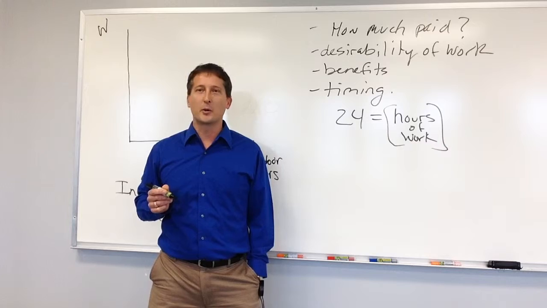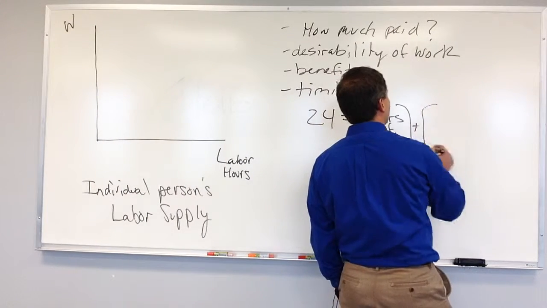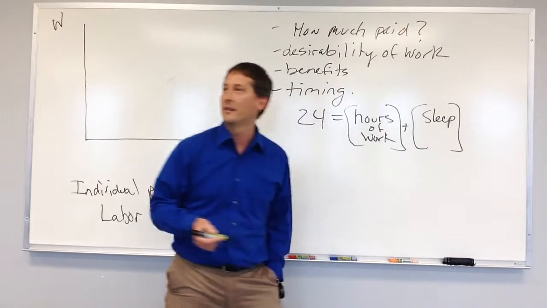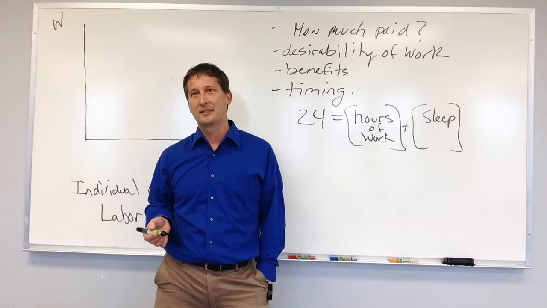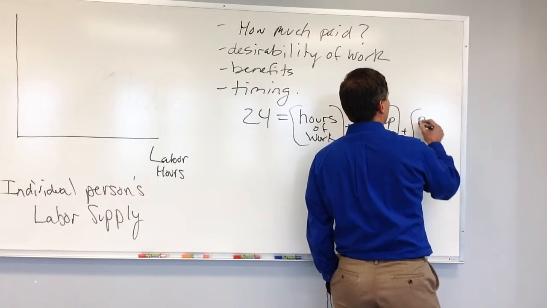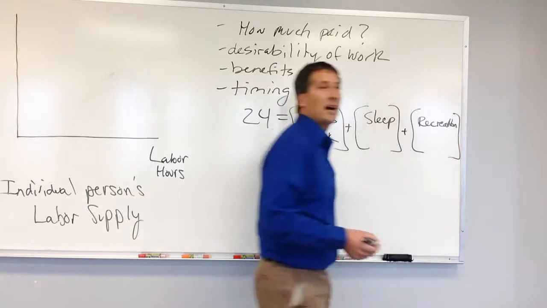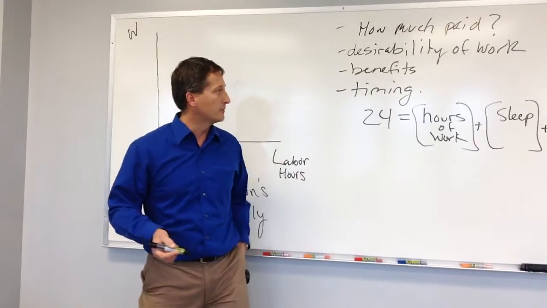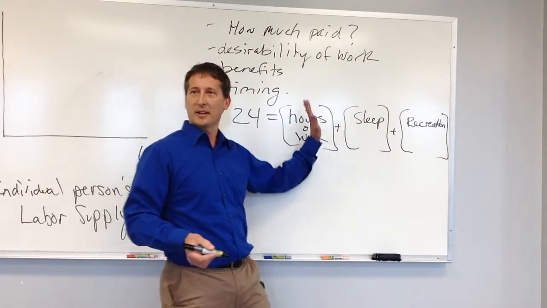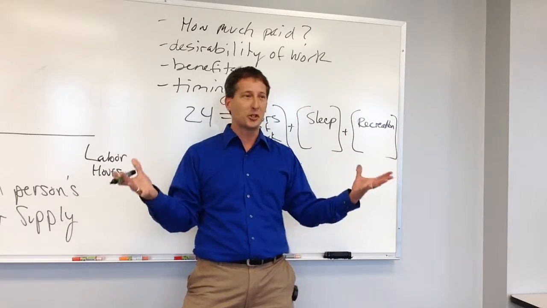What else is in this equation? Sleep. Okay, hours of sleep plus recreation, fun, goof off time, whatever. Now, all of you might have a bunch of things that you can do. And so what economists do is lump everything this direction into a nice little category called leisure.